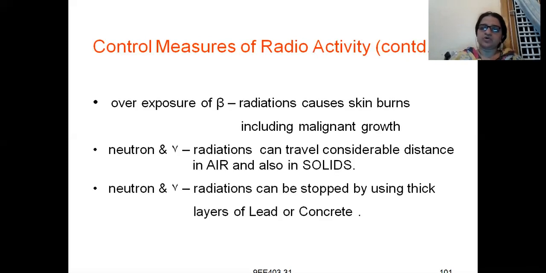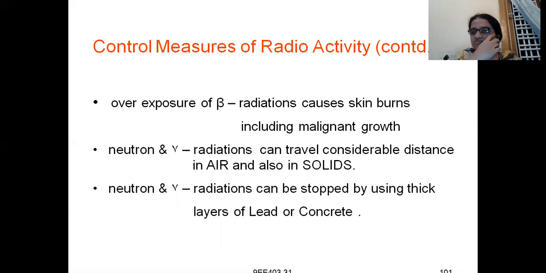What are the control measures of radioactivity? Overexposure of beta radiations causes skin burns, including malignant growth. For a while, these radiations might not show harmful effects on human beings, but if we are exposed for a long time, then definitely they will have an impact on our health.